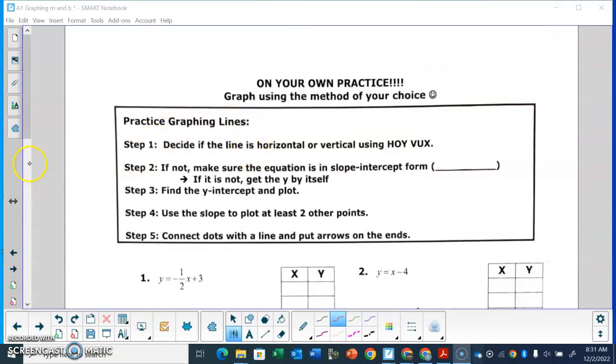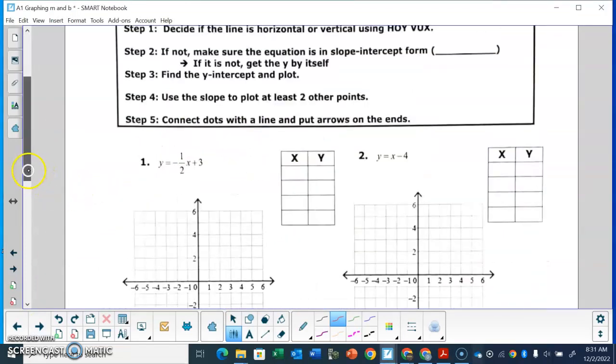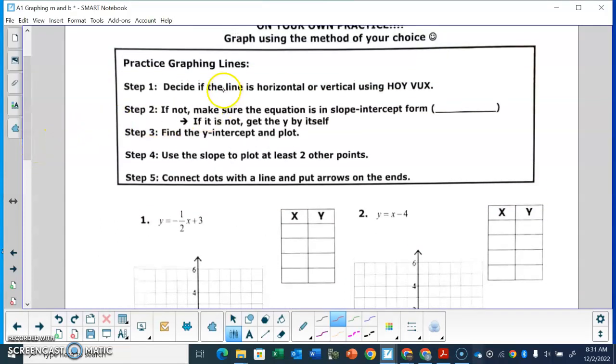Okay, so now you're going to practice on your own. Decide if the line is horizontal or vertical. You can use HOI VUX. If not, we're going to write it in slope-intercept form, y equals mx plus b. Okay, and you can use that to do the data table to graph at least 2 other points using the slope. Connect the dots, put arrows on the ends, and you'll be able to graph the line.